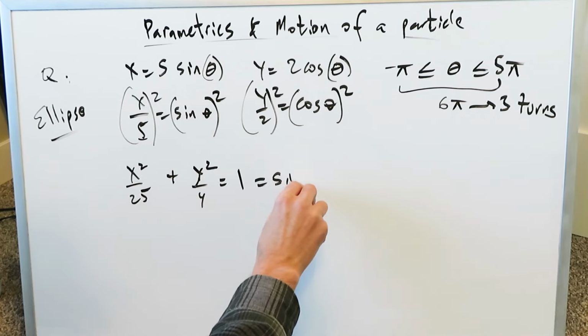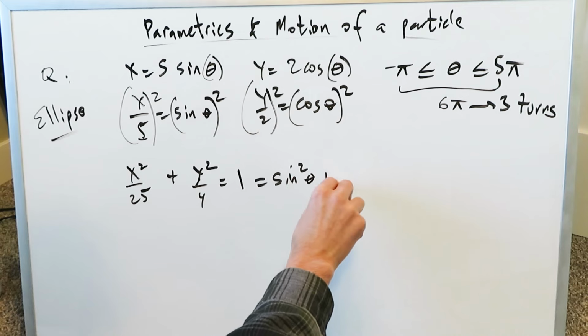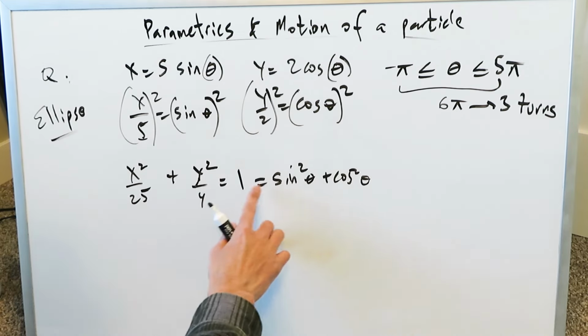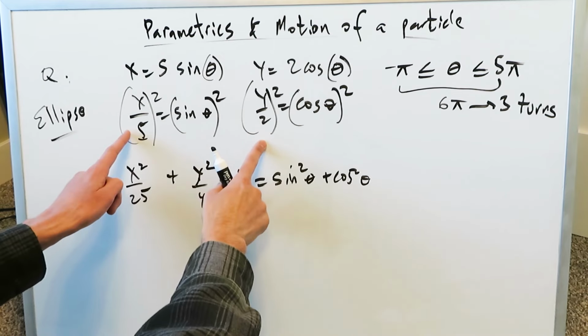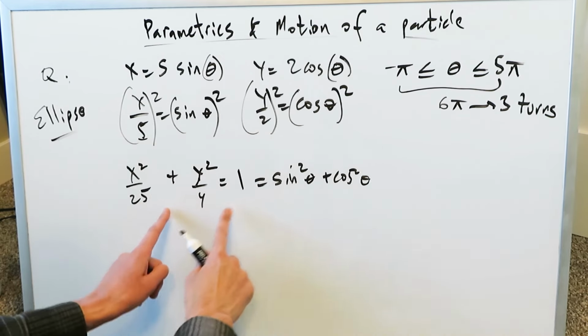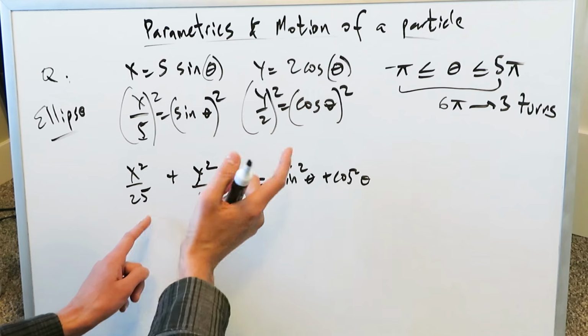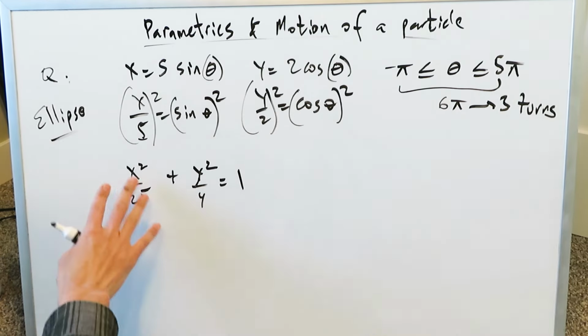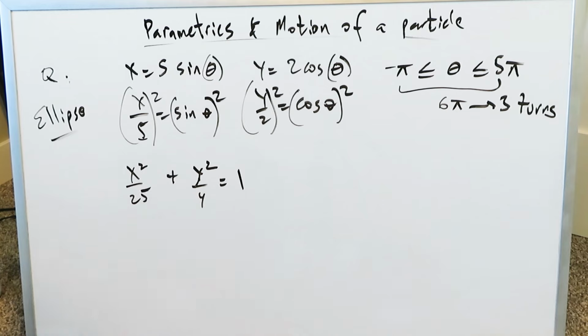Why? Because it was equal to sine squared theta plus cosine squared theta. Independently, sine squared theta plus cosine squared theta equals 1. But each of these is equal to a substituent which comes into the same format, and it's equal to a 1. You might as well erase this because it's irrelevant now. So we have x squared over 25 plus y squared over 4 equals 1.